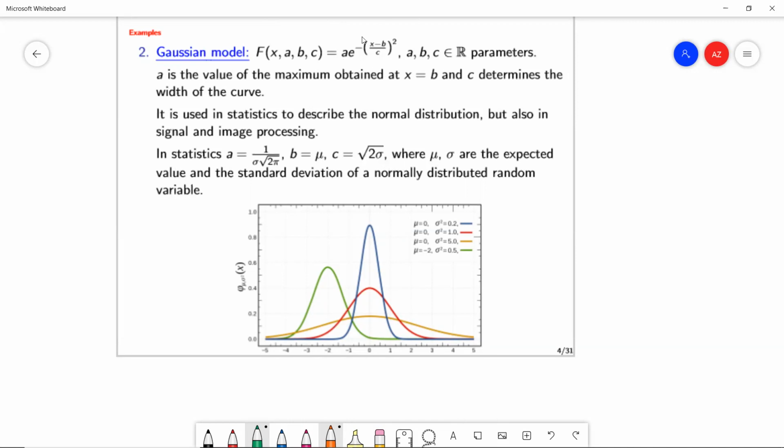But except statistics, this model is also important in other areas such as signal and image processing. So these are a few examples of different parameters. So we have here written mu is 0, so expected value is 0, and then sigma squared is 0.2, and we have this blue curve. And at some different parameters, we have different curves. So this is another model which is important in different situations.